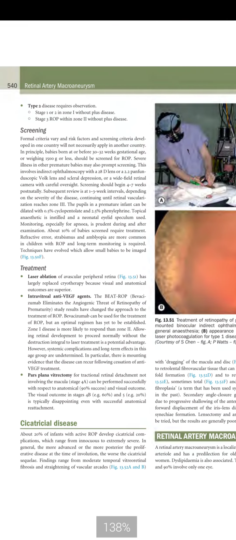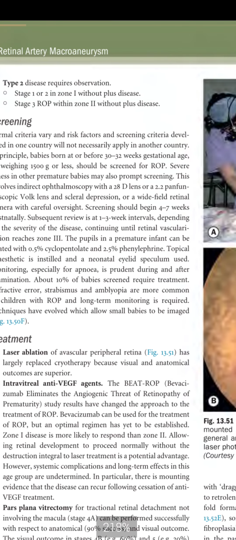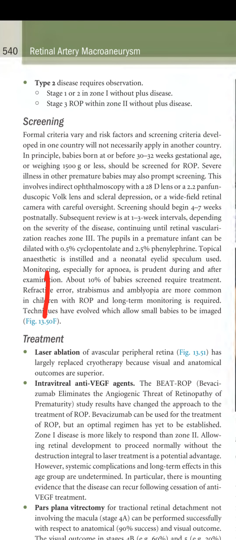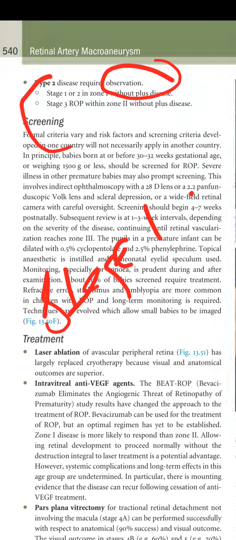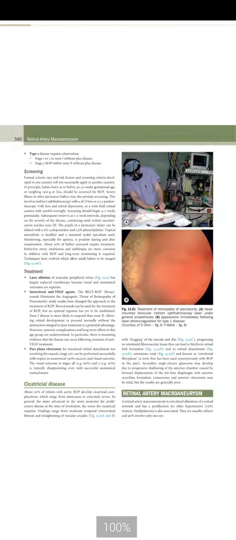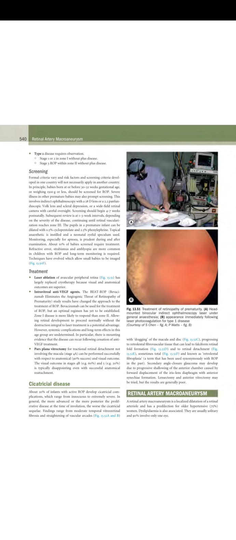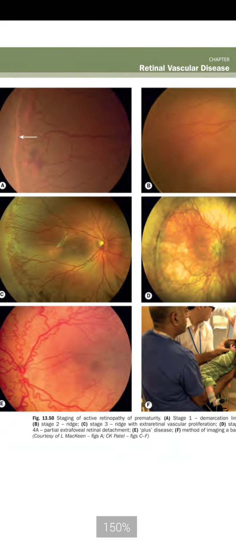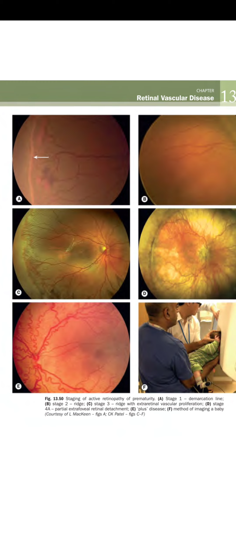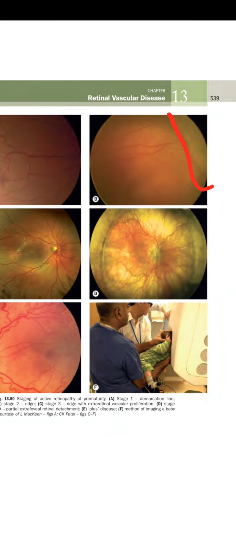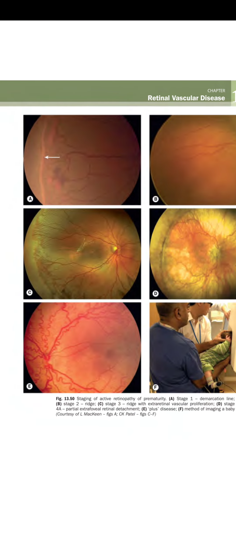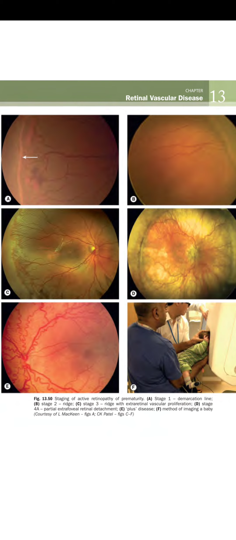Type 2 disease basically requires observation. So if there is stage 1 or 2 in zone 1 without plus disease, or stage 3 ROP within zone 2 without plus disease, then we don't treat it. We observe it. So this is the staging of retinopathy of prematurity. A is showing us a demarcation line. This is the demarcation line. B is showing a demarcation ridge, which is basically an increase in height and width. C is showing us an extraretinal fibrovascular proliferation.